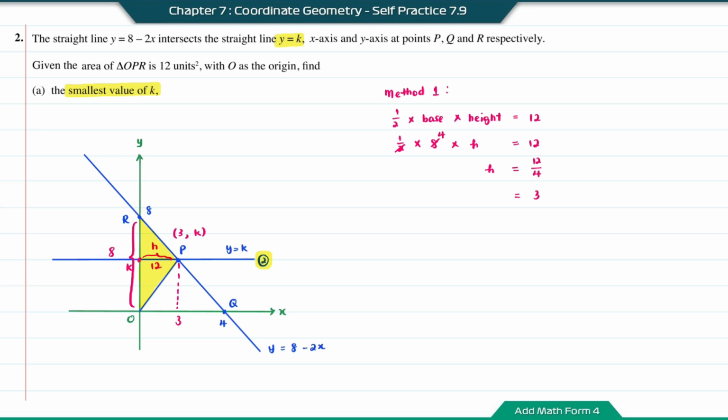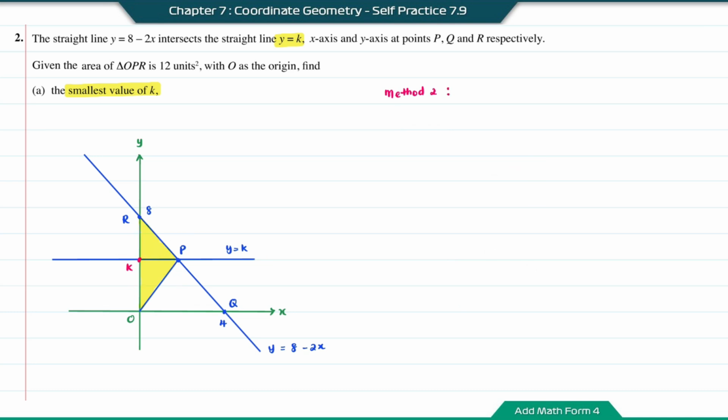As point P is one of the points on the straight line y equals 8 minus 2x, when we substitute the coordinate 3, k into the equation, it will be the point that satisfies this equation. So here the y, we're going to substitute with the coordinate k, and the x we're going to substitute with the number 3. So here k is equal to 8 minus 6. Then the value of k is equal to 2.